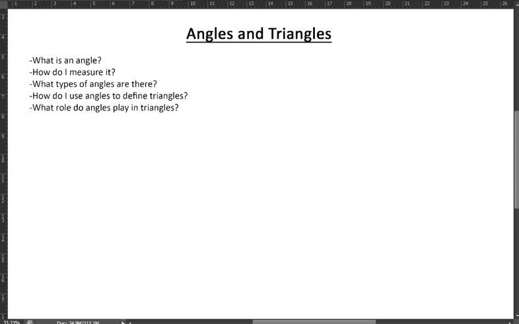So let's get started. We will be trying to answer the questions: what is an angle? How do I measure it? What types of angles are there? How do I use angles to define triangles? And what role do angles play in triangles? Let's get started with the first one.